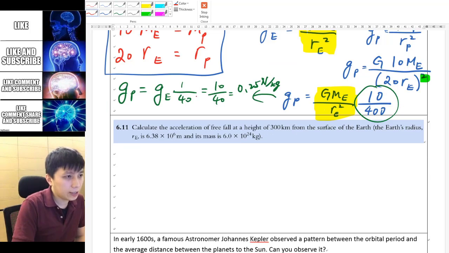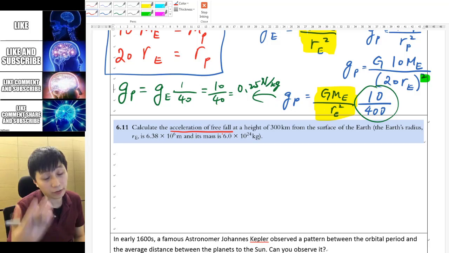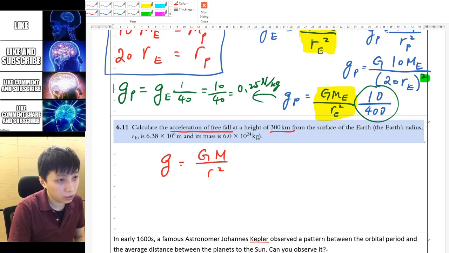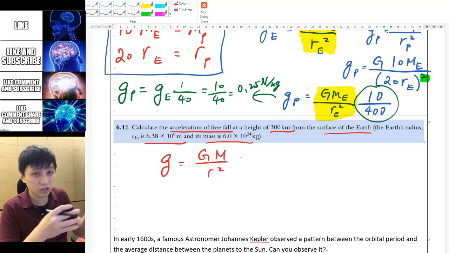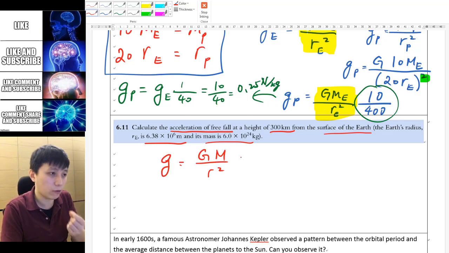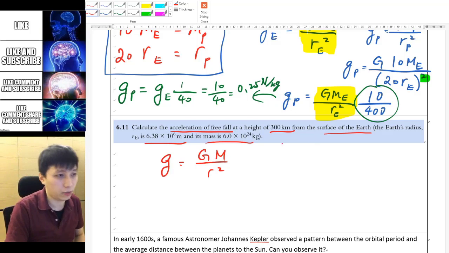Okay, next it asks you to calculate the acceleration of free fall at the height. Well, basically, acceleration of free fall basically is the gravitational field strength. So we can simply use the equation GM over r squared, and it's at 300 km from the surface of the Earth, and it's given the radius already and the mass. So a bit similar to what we did just now for finding out 9.81, but then this one obviously is going to be less than 9.81 because it's slightly greater than the radius.